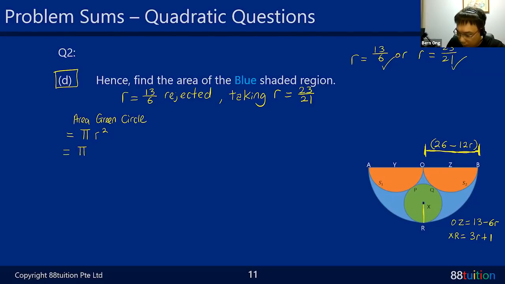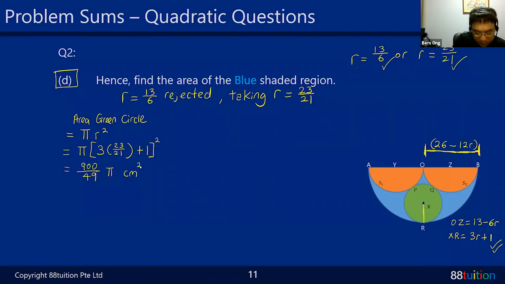Okay, so the radius of the green is given as XR, which is down here. So pi times (3R plus 1), where R I'm taking as 23 over 21. This entire thing is the radius. So it's pi, this whole thing, squared. What you do? You press your calculator without the pi. So you press 3 times 23 over 21 plus 1, and you square it. That will give you 900 over 49 pi cm squared. Okay, that's the area of the green circle.